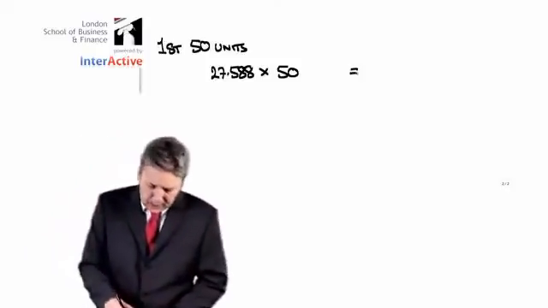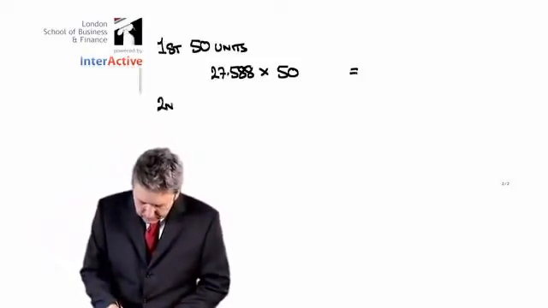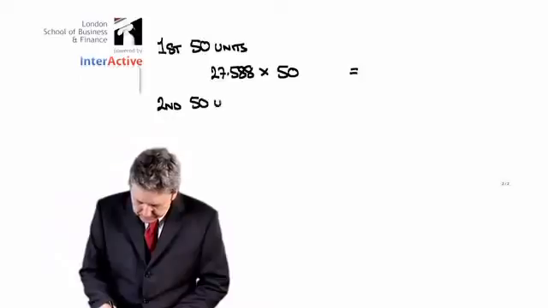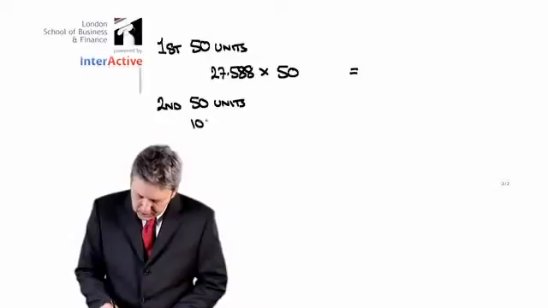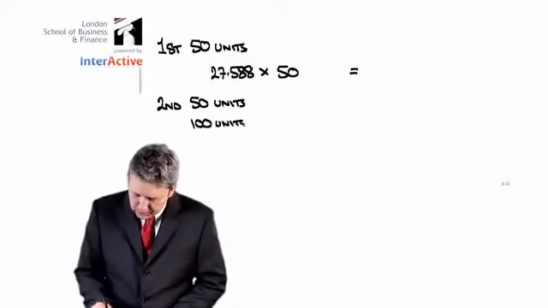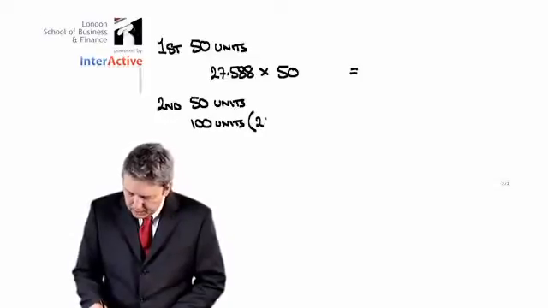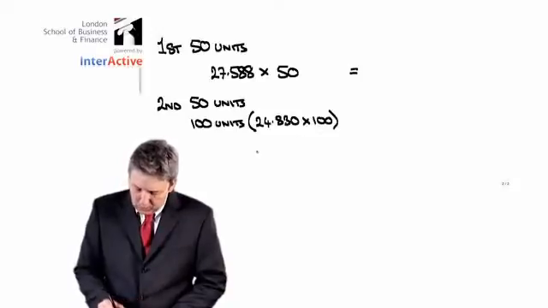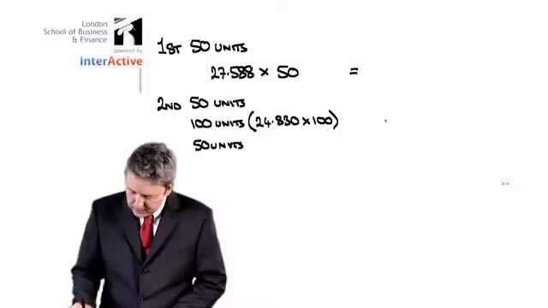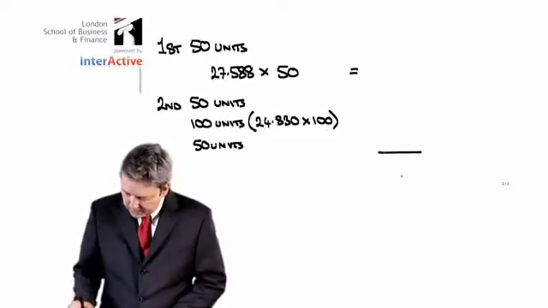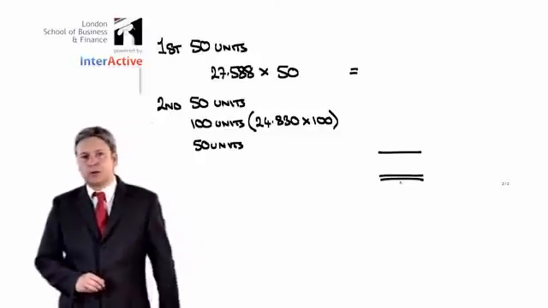If we were looking at the second 50 units, what we have to say is that we've got the time taken for 100 units, or at least we can calculate it. We know that each unit takes 24.830 hours, and there are 100 of them. We also know the time taken for 50 units. We've calculated it above. If we take one away from the other, we will establish the correct answer.